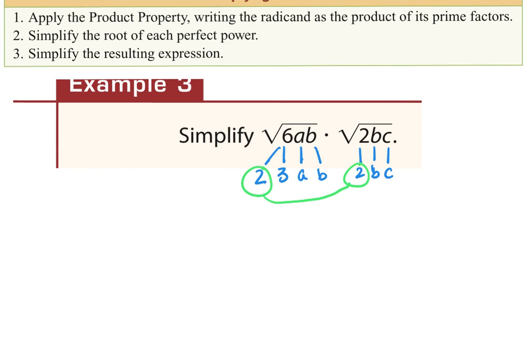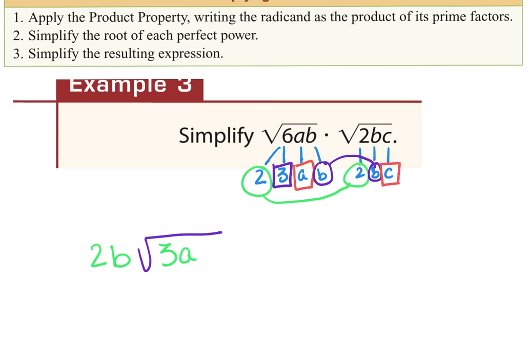My 2's group up. So my 2 is going to come out. My 3 does not group up. So my 3 is going to stay in. All right. My A's do not group up. There is no other A to talk about. So an A is going to stay in. My B's do group up. I have a B here and a B here. That groups. It's going to come out. My C does not group with anything. My C would stay in.